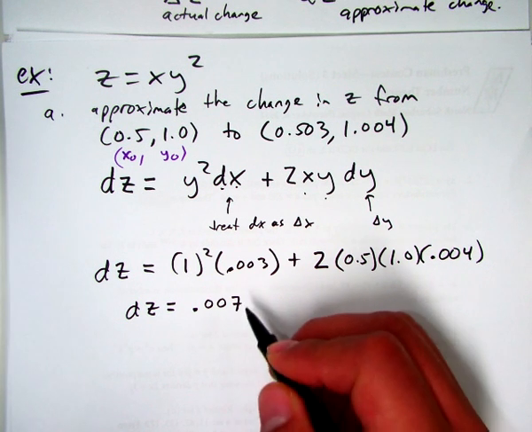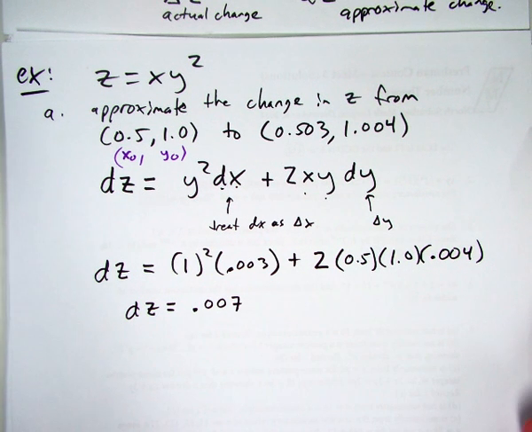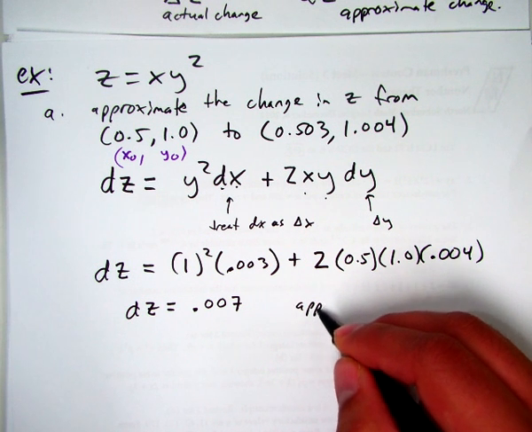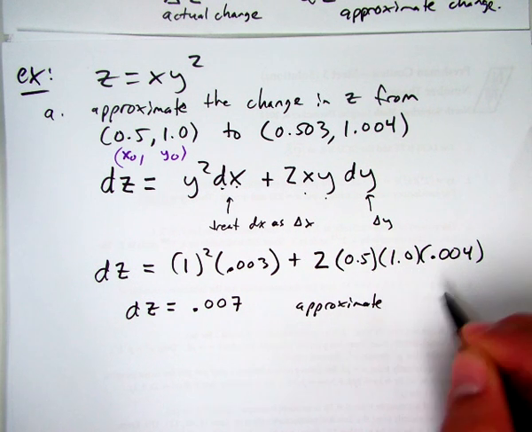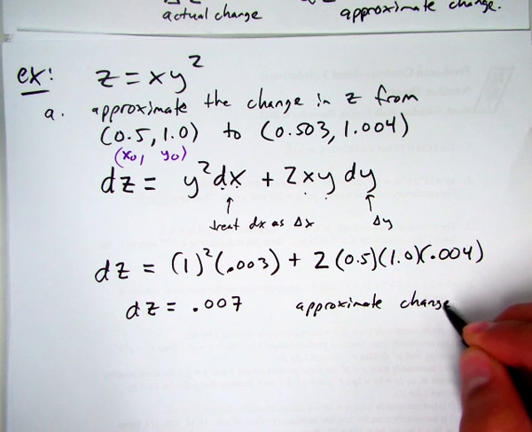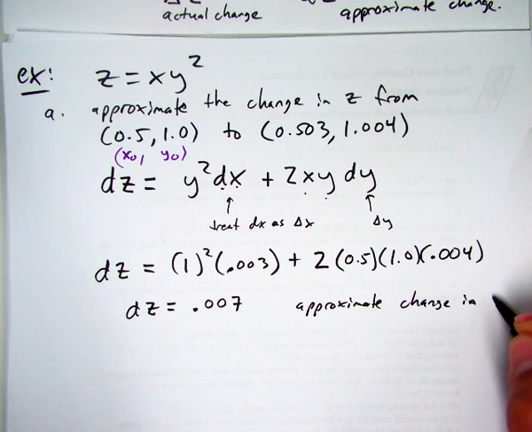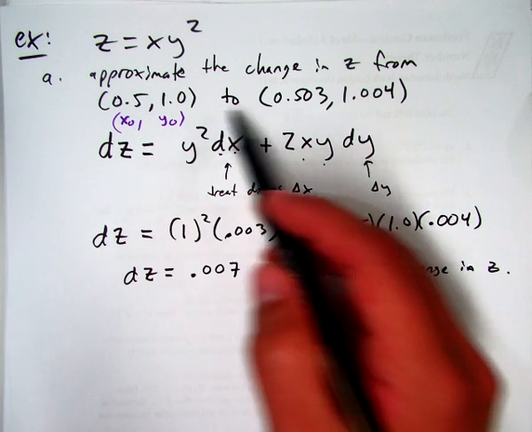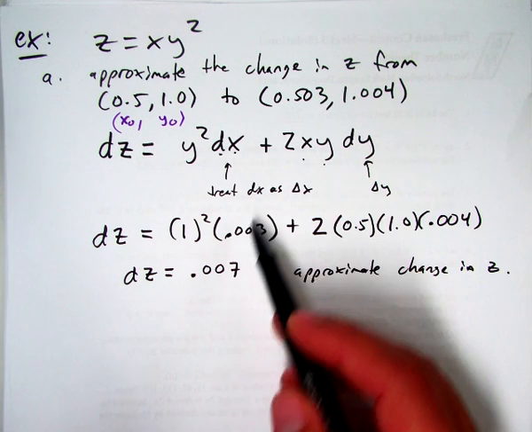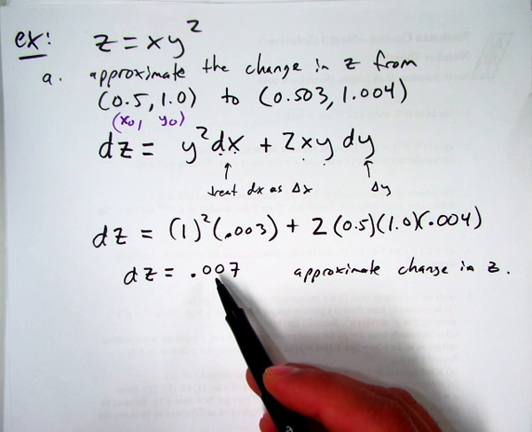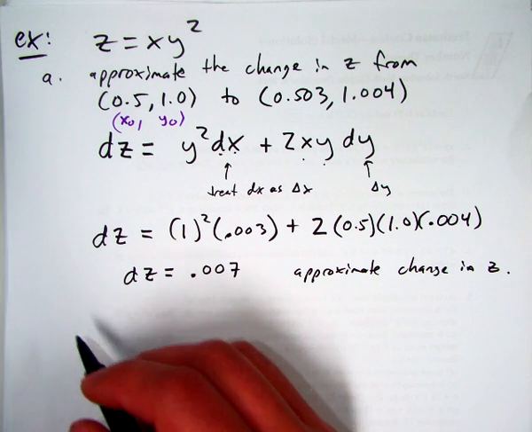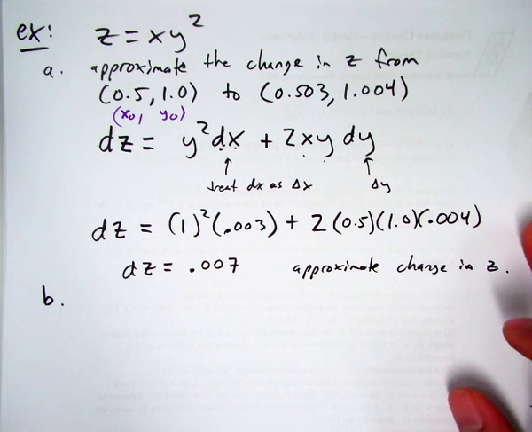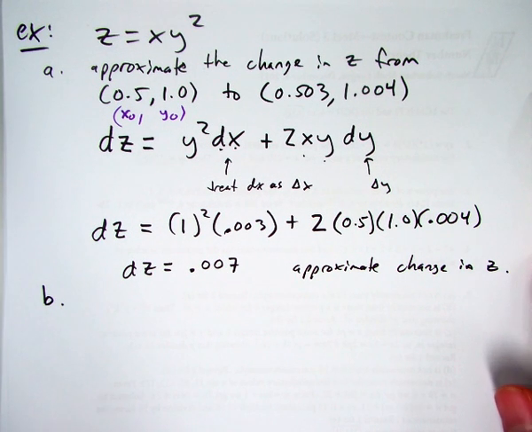0.007? Okay. So this is the approximate change in Z. Okay? So if we're at this point, we move a little bit away from it, we've increased our height by 0.007, approximately.